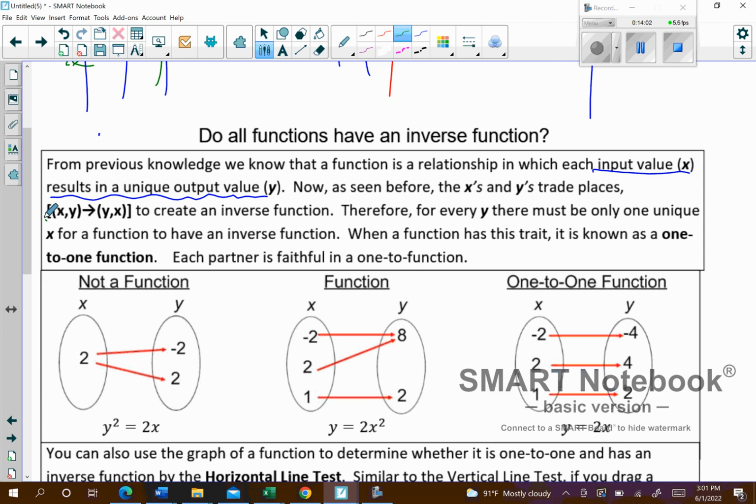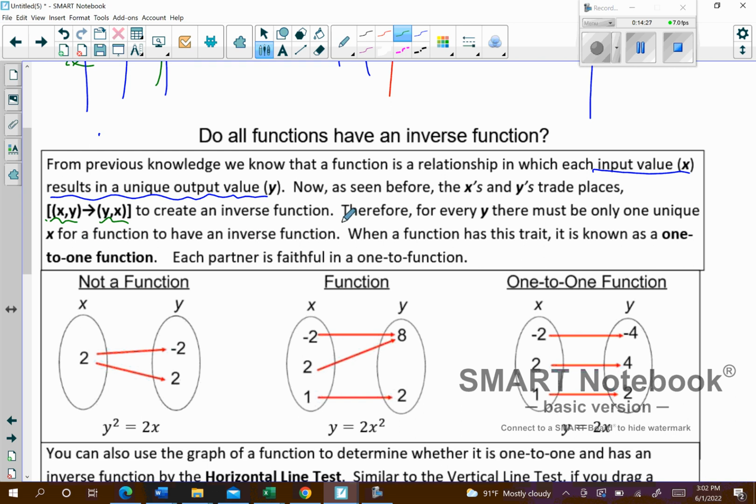Now, as seen before, the x's and the y's trade places, and here's the notation for that. You have x, y, and now the y becomes your x, and your x becomes your y to create an inverse function. Therefore, for every y, there must only be one unique x for a function to have an inverse function.